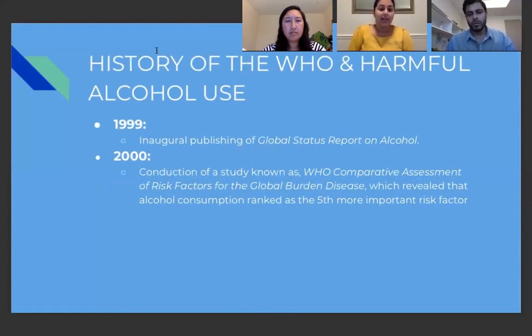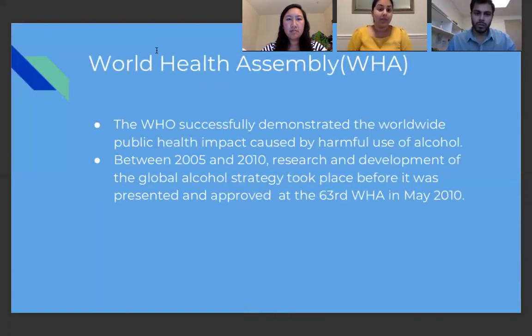In 1999, the inaugural publishing of the Global Status Report on Alcohol took place. And then in 2000, a study known as the WHO Comparative Assessment of Risk Factors for the Global Burden of Disease revealed that alcohol consumption was ranked as the 5th most important risk factor. With this information, the WHO successfully demonstrated the worldwide public health impact caused by harmful use of alcohol. Between 2005 and 2010, research and development of the global alcohol strategy took place before it was presented and approved at the 63rd World Health Assembly in May of 2010.